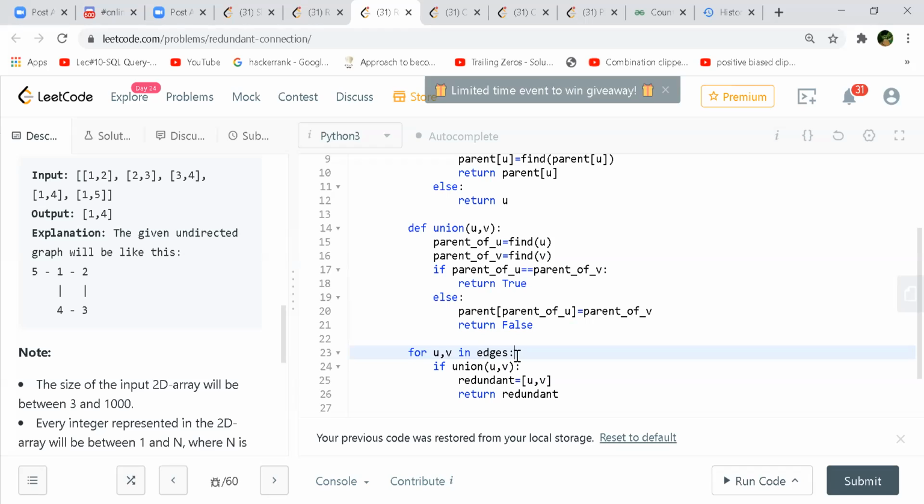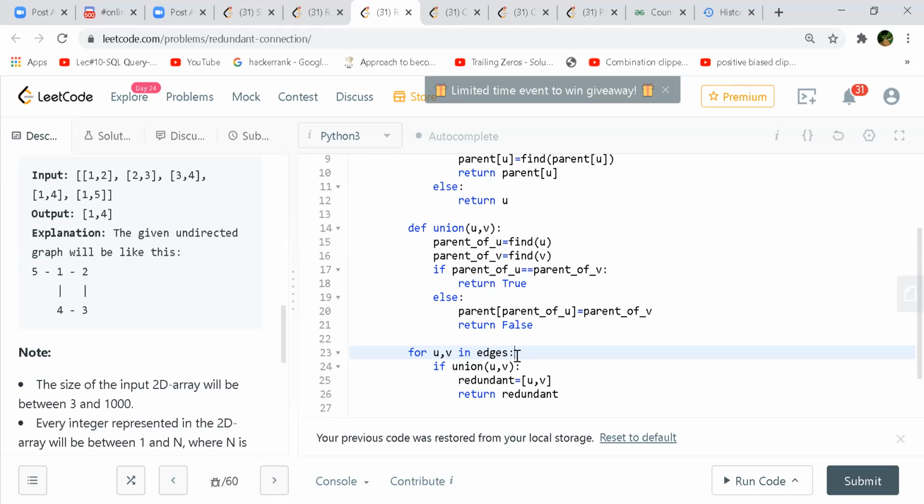Yep. But in the question it is mentioned we have to return the last edge. But I tried without the last edge also, and it still works. In the given edge list representation, we need to determine the last edge which we can delete. Even after deleting that edge, the graph will be connected and have no cycles.